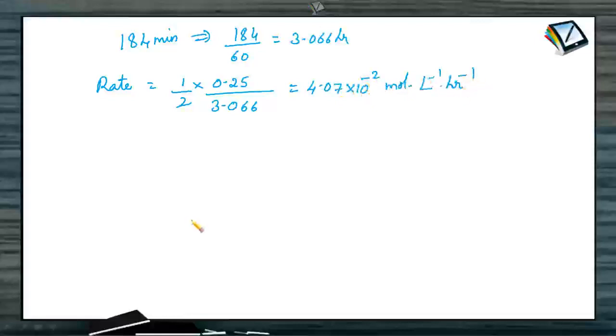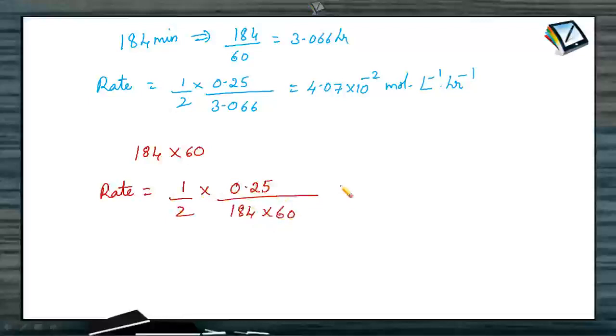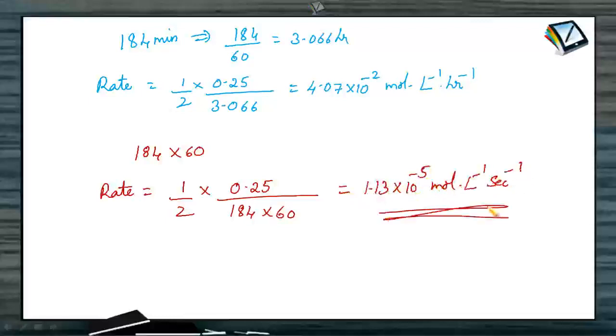And in order to express in terms of seconds, what we need to do? We need to convert this 184 minutes into seconds by multiplying with 60. So now the expression becomes rate is equal to half of 0.25 divided by 184 into 60. And on solving this, you will be getting the answer as 1.13 into 10 power minus 5 mole liter inverse second inverse. So that is about the rate of this particular reaction in terms of N2O5. So this is the rate of reaction for this particular reaction in different units of time.